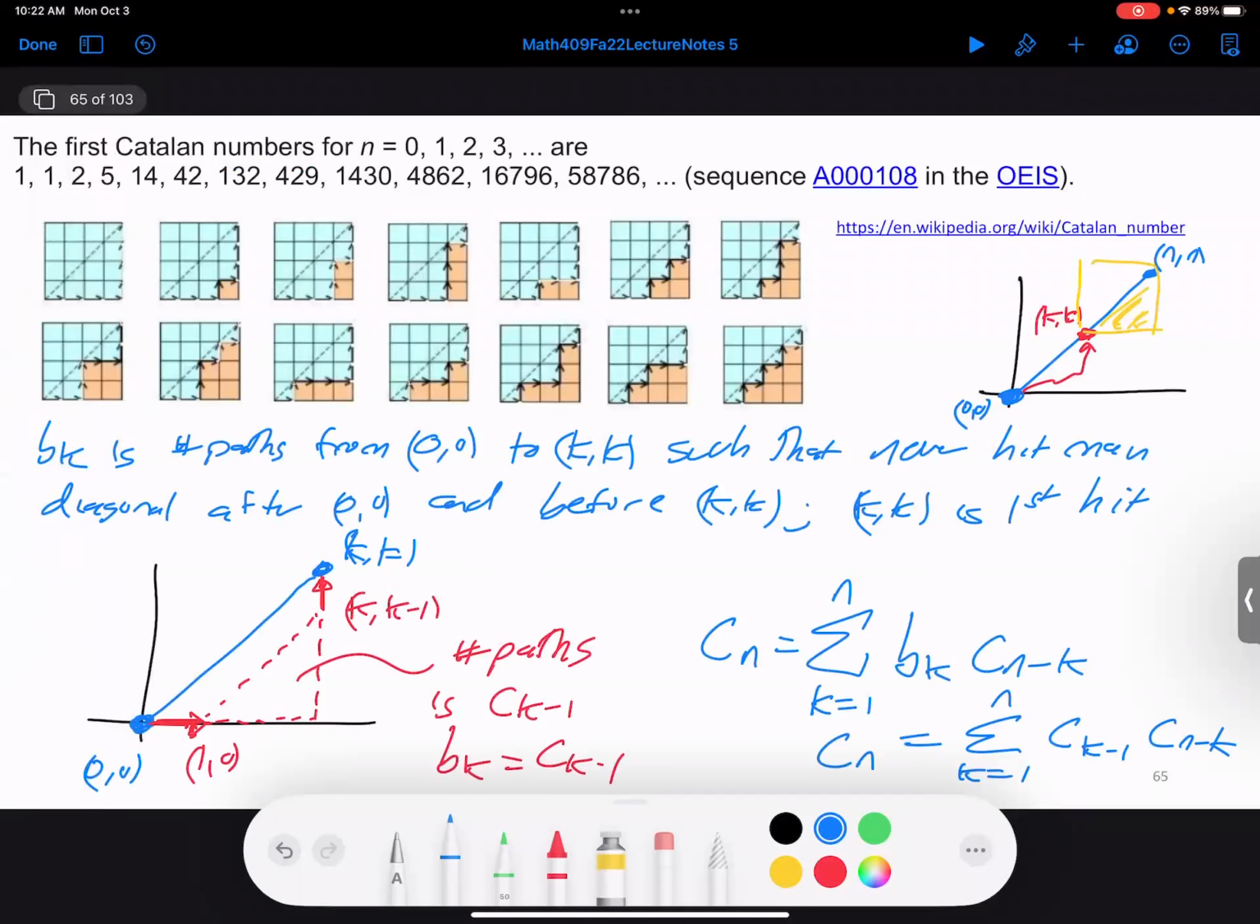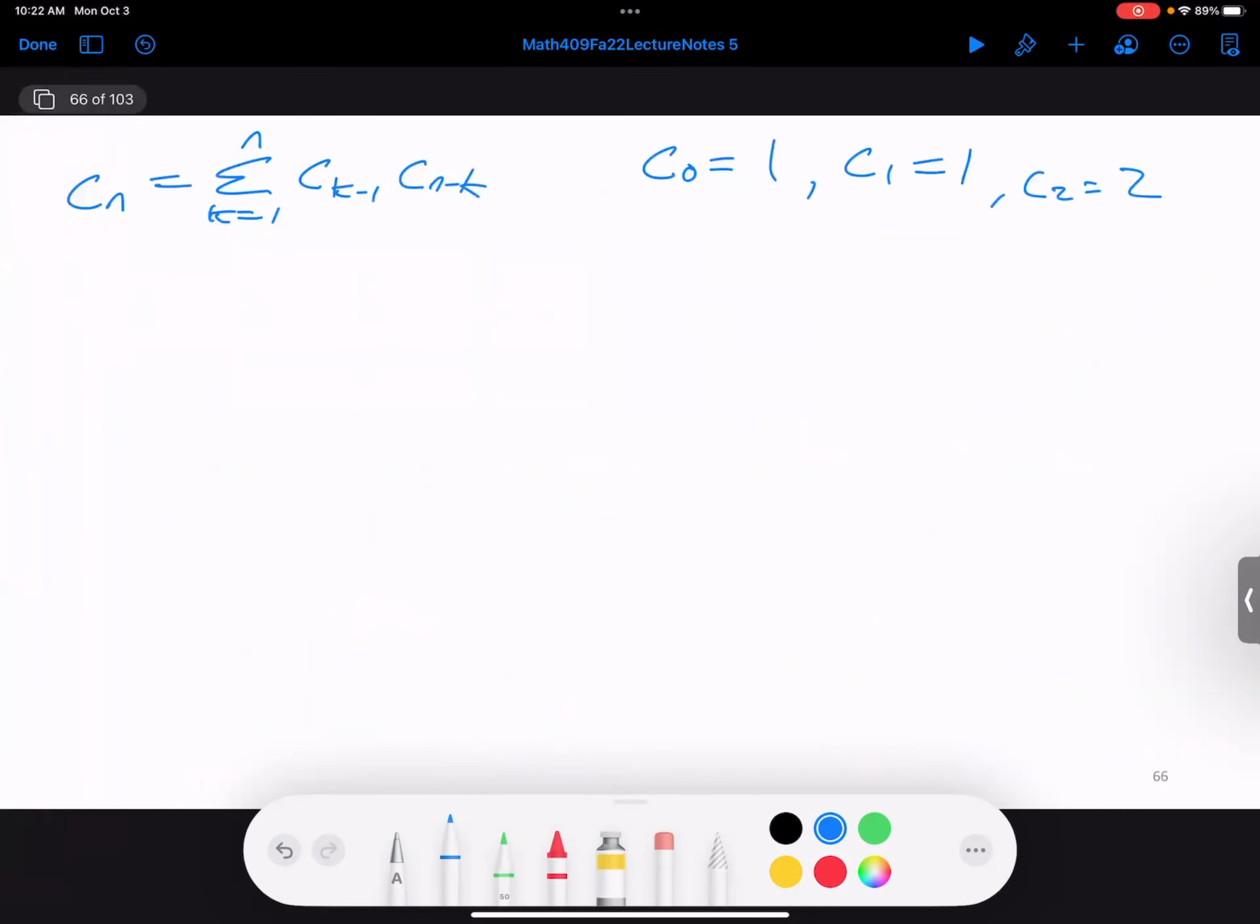1, 1, 2. Now, of course, 1, 1, 2 is also how the Fibonacci numbers begin. So you might think, hey, maybe this is the Fibonacci numbers. But then you do the next one, you see it's 5, then 14, then 42. All right. So the question is, we want to solve and find what the C_n are. There are a lot of different ways to do this.